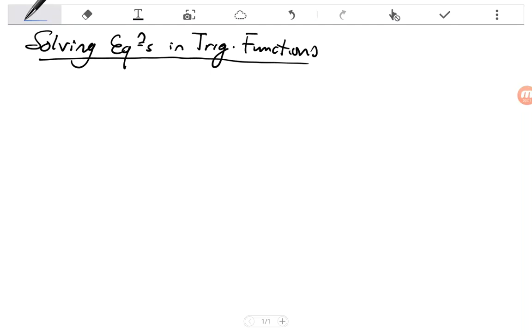We will learn how to solve equations in trigonometric functions. You must first make a difference in your mind between the inverse function and solving an equation. For example, if I told you solve this equation and I told you find this value, what is the difference between these two concepts?